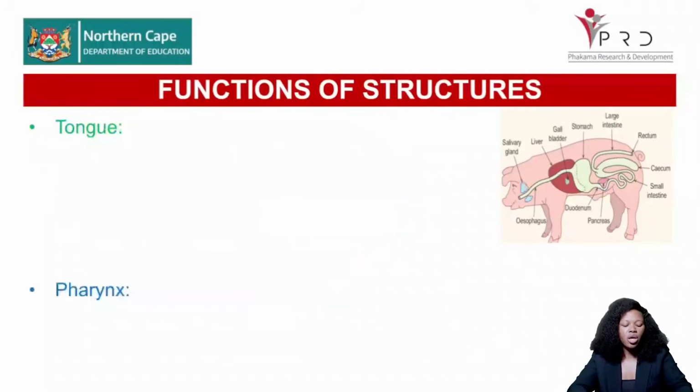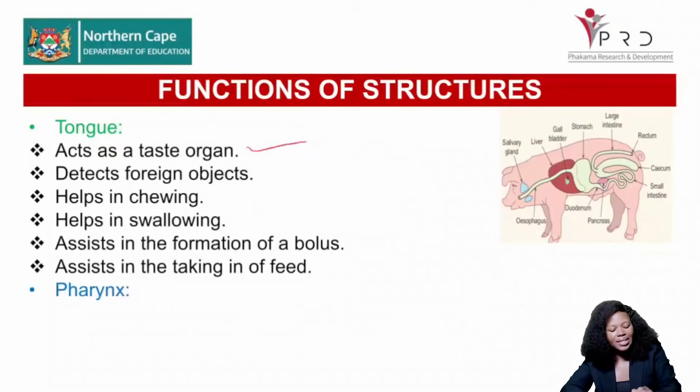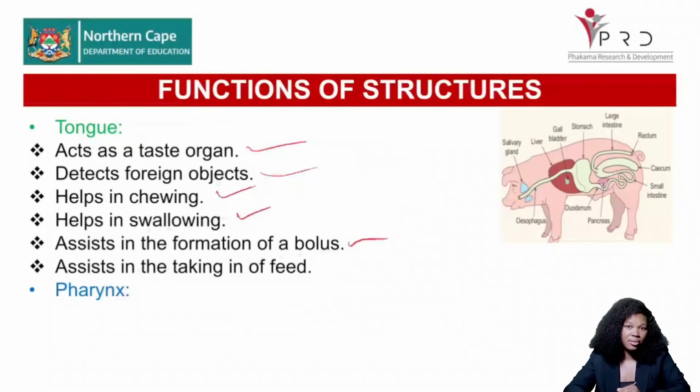Now, let us carry on to the functions of the tongue. Firstly, the tongue acts as a taste organ, detects foreign objects such as nails, helps in chewing, and helps in swallowing. It also assists in the formation of a bolus. Remember, a bolus is food that is mixed with saliva. It also assists in the taking in of the food. These are the functions of the tongue.